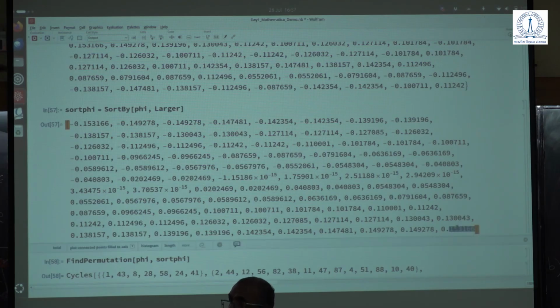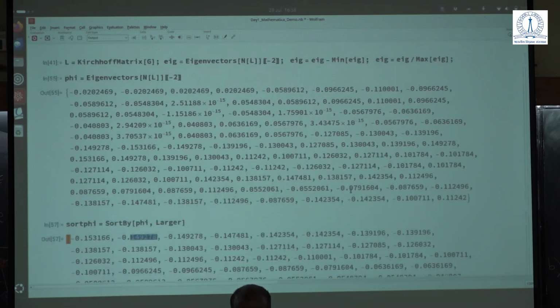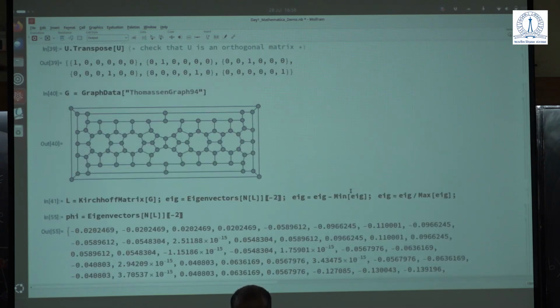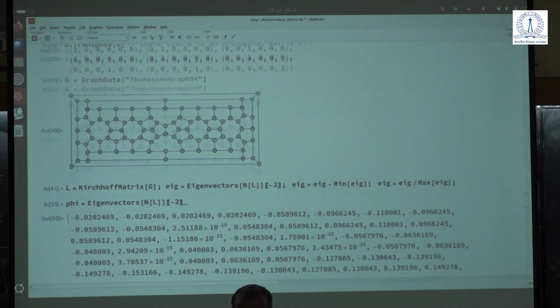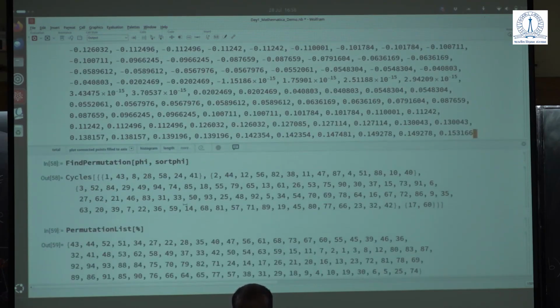Actually, I think this is a bipartite graph because this number is the negative of this number. These two are negatives of these two. Yeah, there you go. That's amazing, right? It's a bipartite graph. No, it's not bipartite. Anyway, it's not bipartite. There's a pentagon.